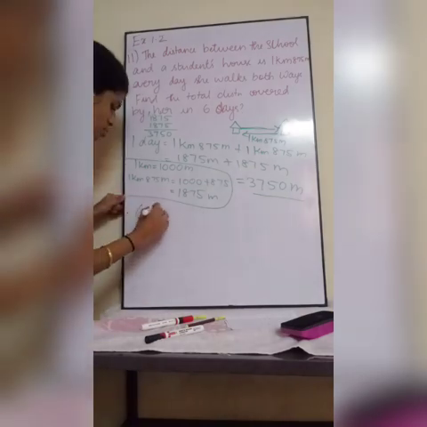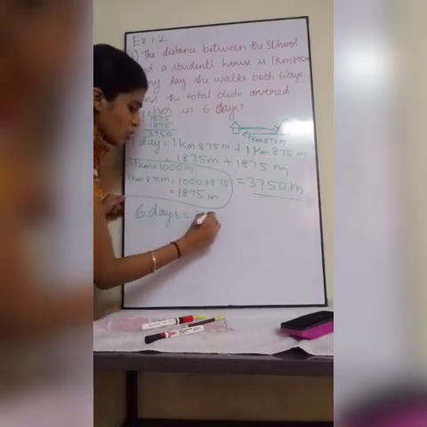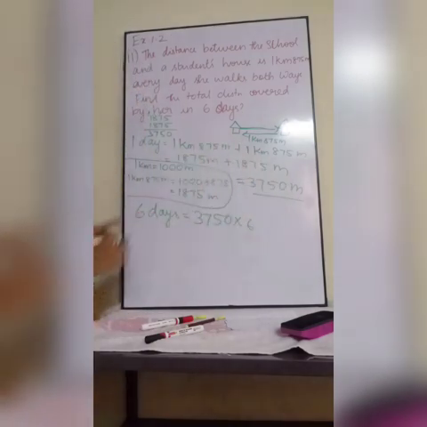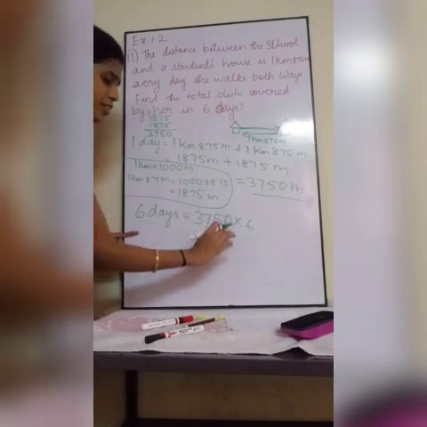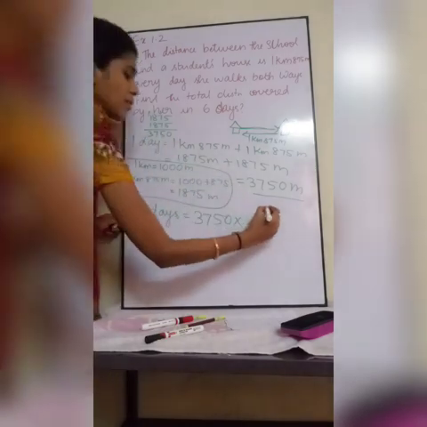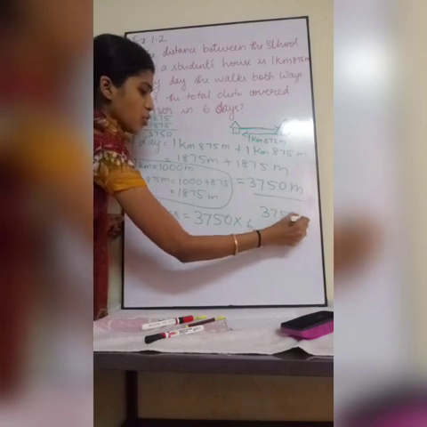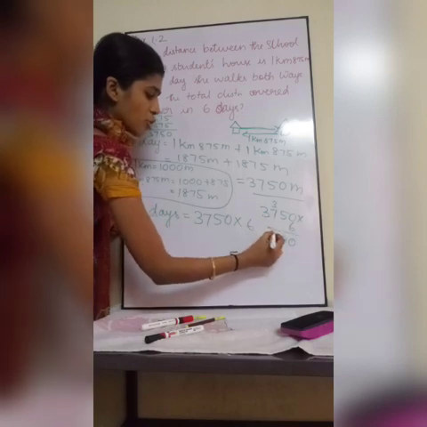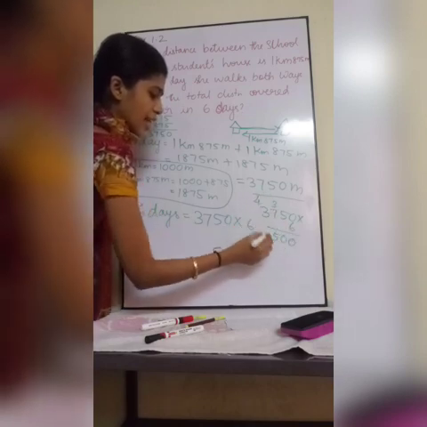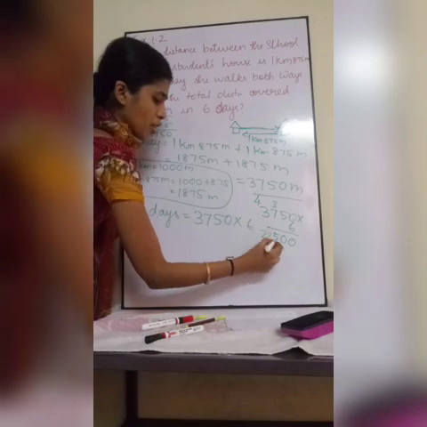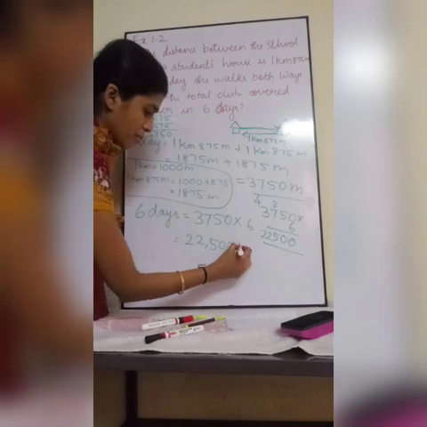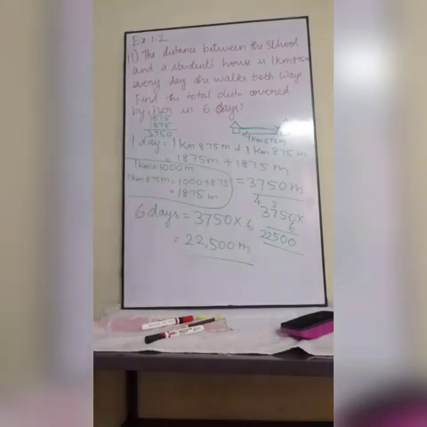Next, for 6 days, what will you do? You will multiply by 6. For one day it is 3750, so for 6 days it is 3750 into 6. 6 5s are 30, 6 7s are 42, 45, 6 3s are 18, 19, 20, 21, 22. So she is walking 22,500 meter from school to home and home to school in 6 days.